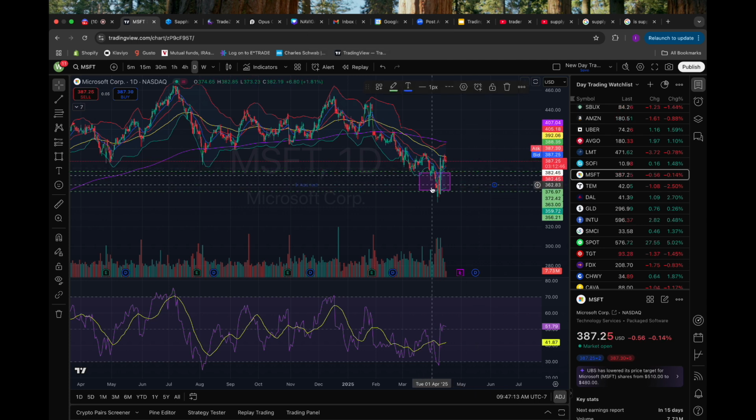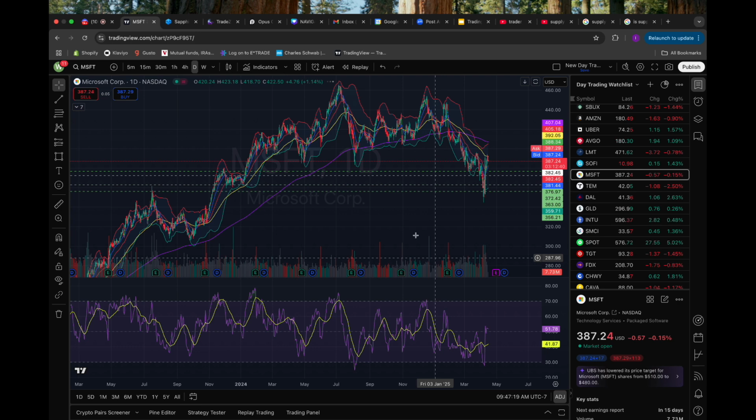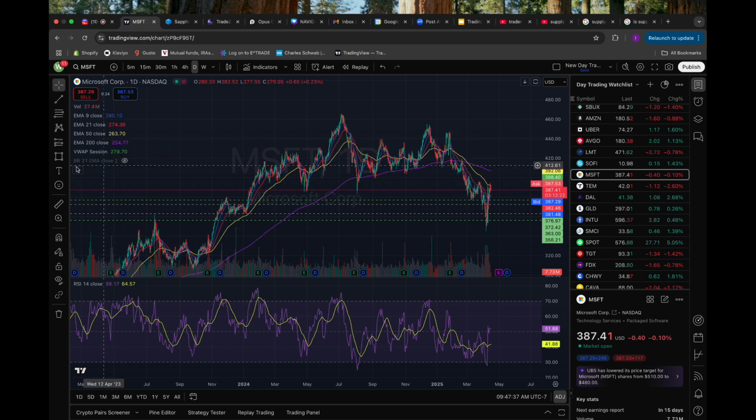All right. Now on Microsoft, as you can see, if we zoom out a little bit, we have this little range right here, right? So this is what you would call a demand zone, because every time we came in this area right here, let me turn these Bollinger Bands off. All right. Every time we came in this area right here, we bounced off, but we went pretty high. We had a pretty strong move.